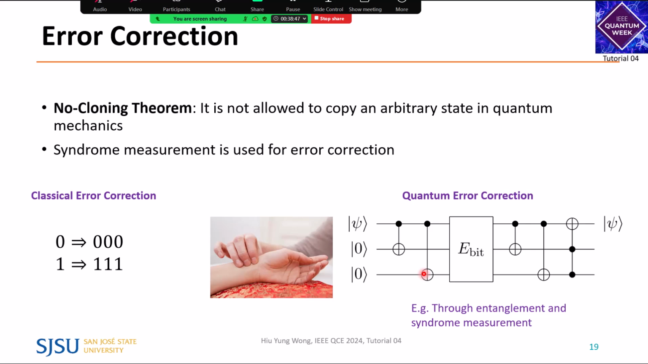So I just measure the auxiliary qubit. I know what happened to my qubit already. So I'm not going to measure my qubit. I already know what happened to it. I just apply a gate to correct the error. This is the simplest form, right?